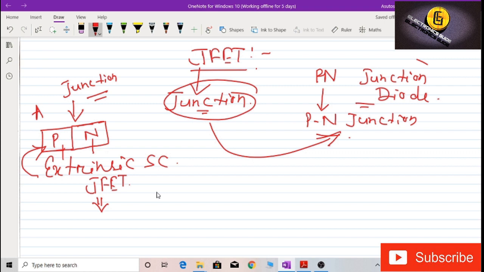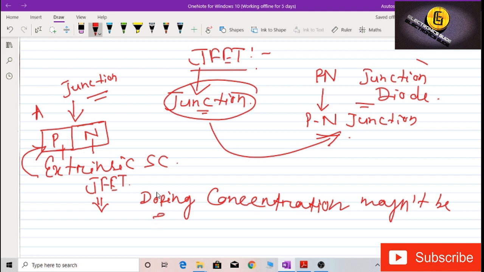And as there is a junction, both types of extrinsic semiconductors are used, but their concentration level, that means the doping concentration, may not be the same.